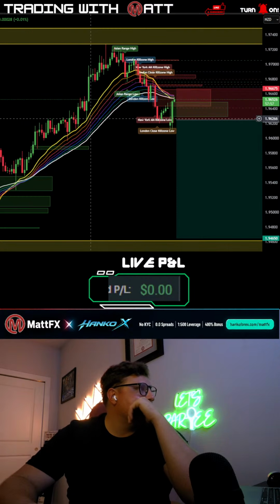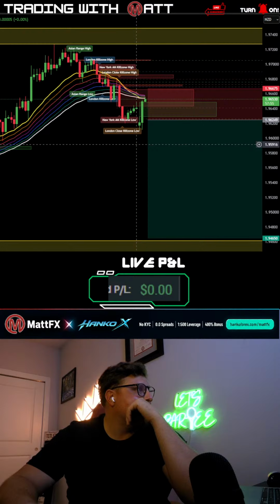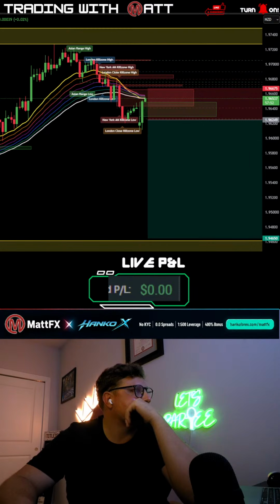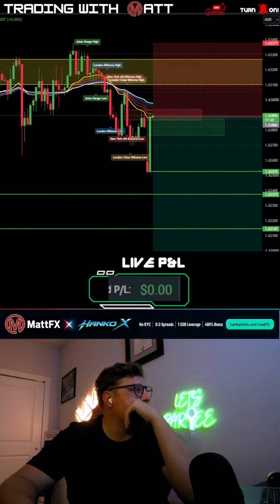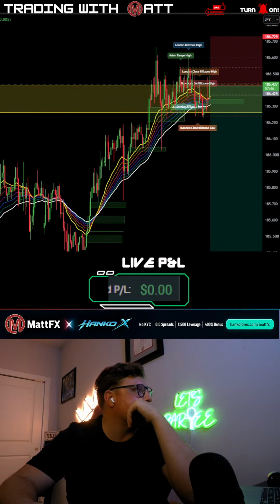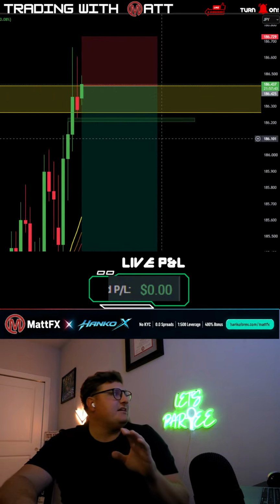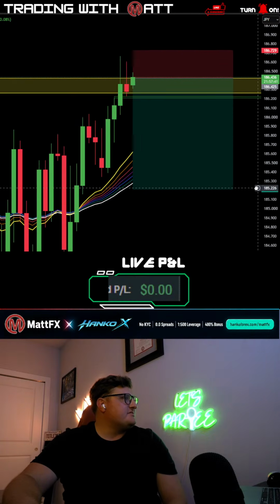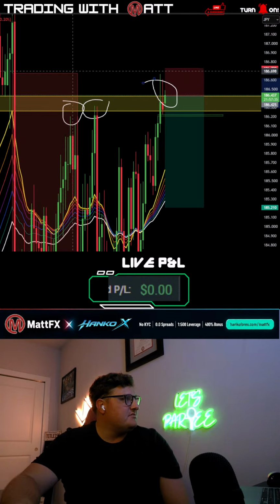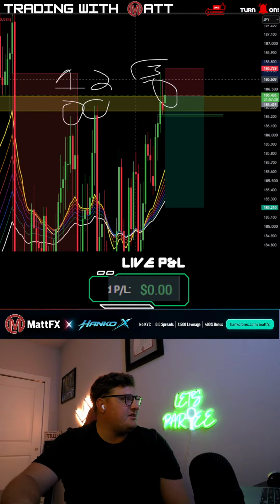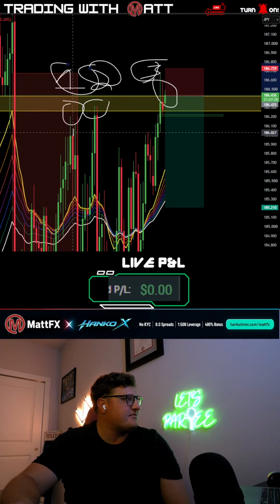Euro NZD looks to be rejecting. Euro AUD is not doing too much, and Euro JPY looks to be rejecting. And again, the reason I like the Euro JPY trade is look at this resistance here, guys. You've got 1, 2, 3 key resistance points that it's rejected over the past week.